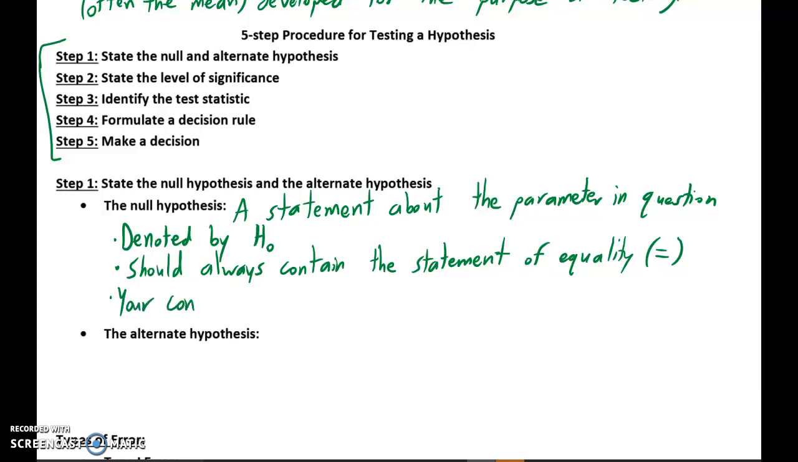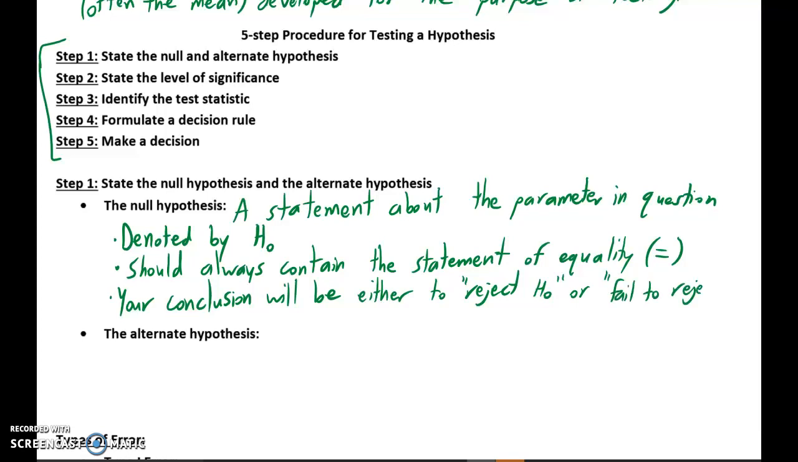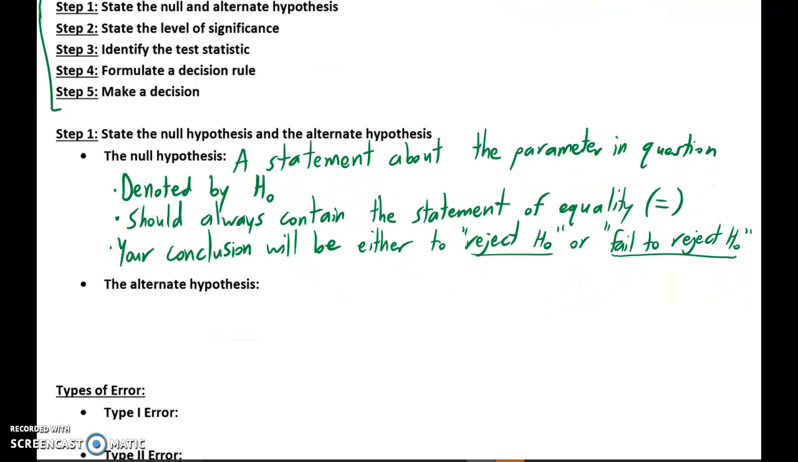And your conclusion is basically all about the null hypothesis. So your conclusion at the very end of these things will be either to reject the null or fail to reject the null, okay? We will never accept the null hypothesis. We can never prove the null hypothesis is true, same as you can never prove somebody innocent. Either they are guilty, reject the null, or they're not guilty, fail to reject the null. Okay, that's basically what we're looking for.